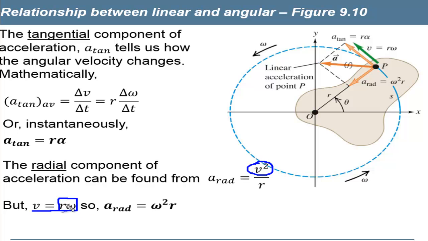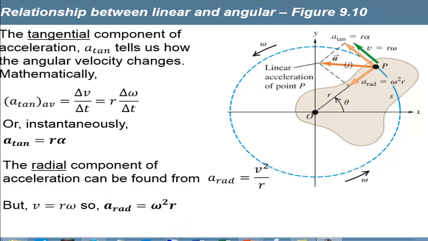So plugging r omega into v squared here, we get the radial acceleration is equal to r squared omega squared divided by r, which then reduces down to the radial acceleration is equal to omega squared r, or r omega squared. So tangential acceleration is r alpha, and radial acceleration is r omega squared, or omega squared r.